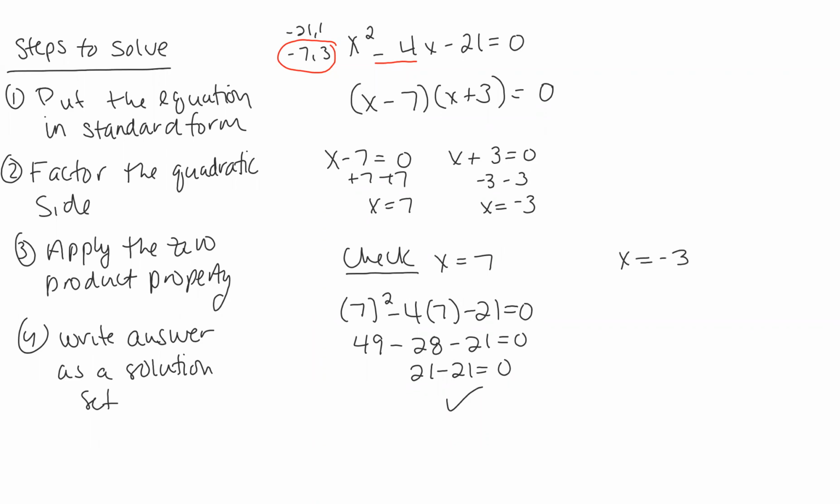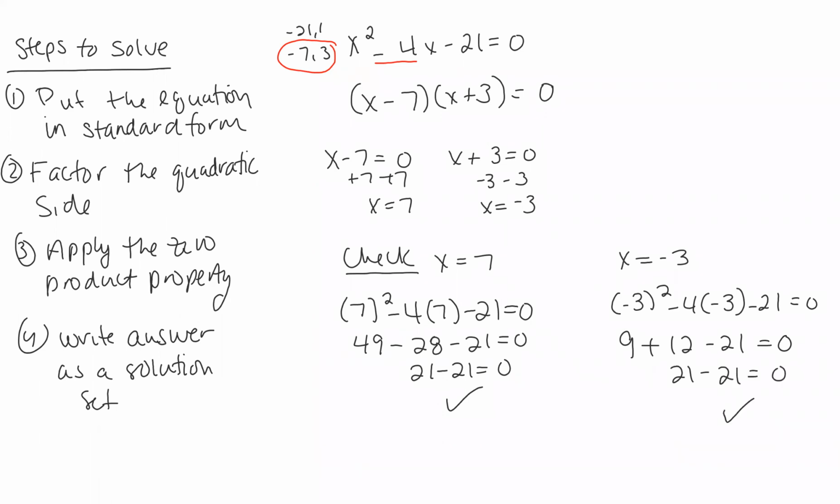Let's go ahead and check x is -3. So I get -3 squared minus 4 times -3 minus 21 is 0. Okay. So let's see here. I get -3 squared is 9. -4 times -3 is plus 12. Don't forget your minus 21 equals 0. Well, 9 plus 12 is 21. 21 minus 21 is 0. So everything checks out. And I would say my final answer is -3, 7.